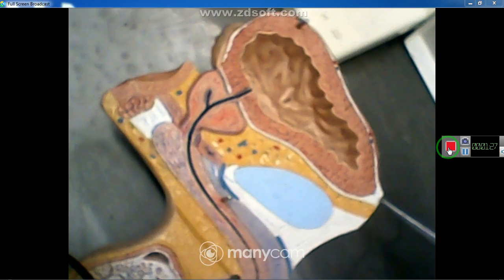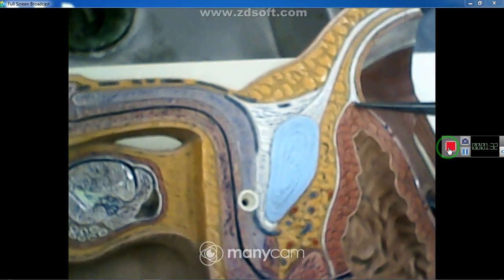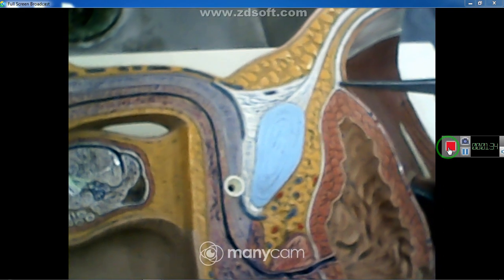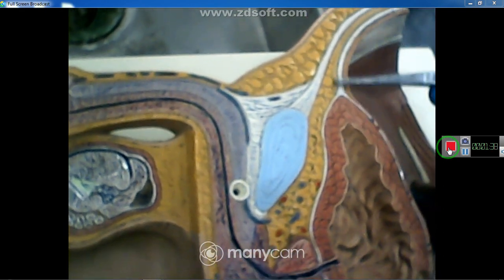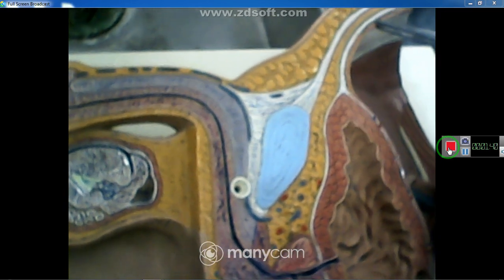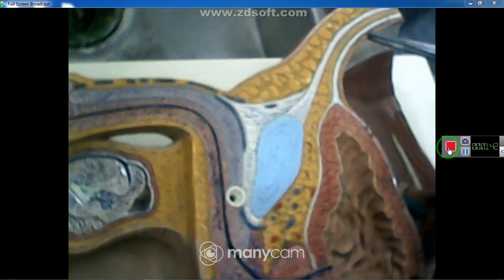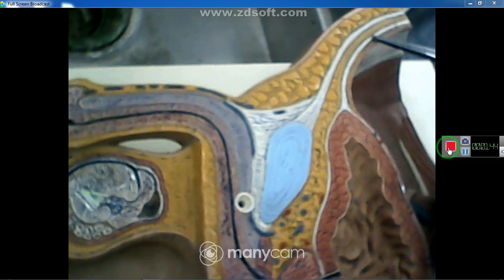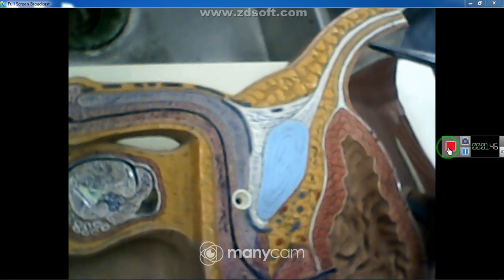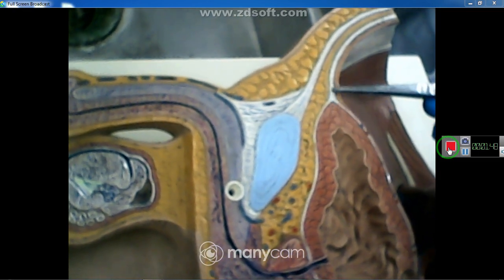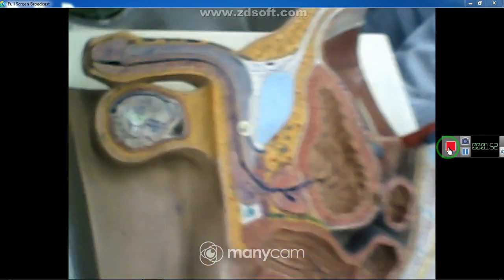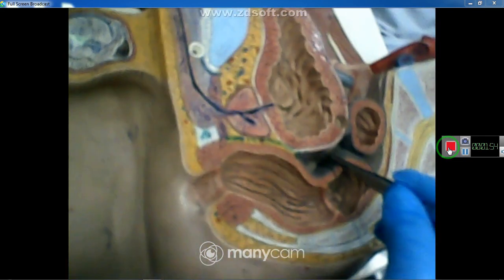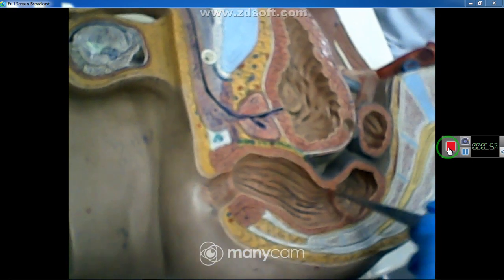The apex of the urinary bladder, as shown in this sample, is connected by the median umbilical ligament, which is called the urachus, that is covered by the peritoneum covering the urachus. So the apex is connected by fibrous tissue, which is the urachus, to the umbilicus, while the base posteriorly is related to the rectum.